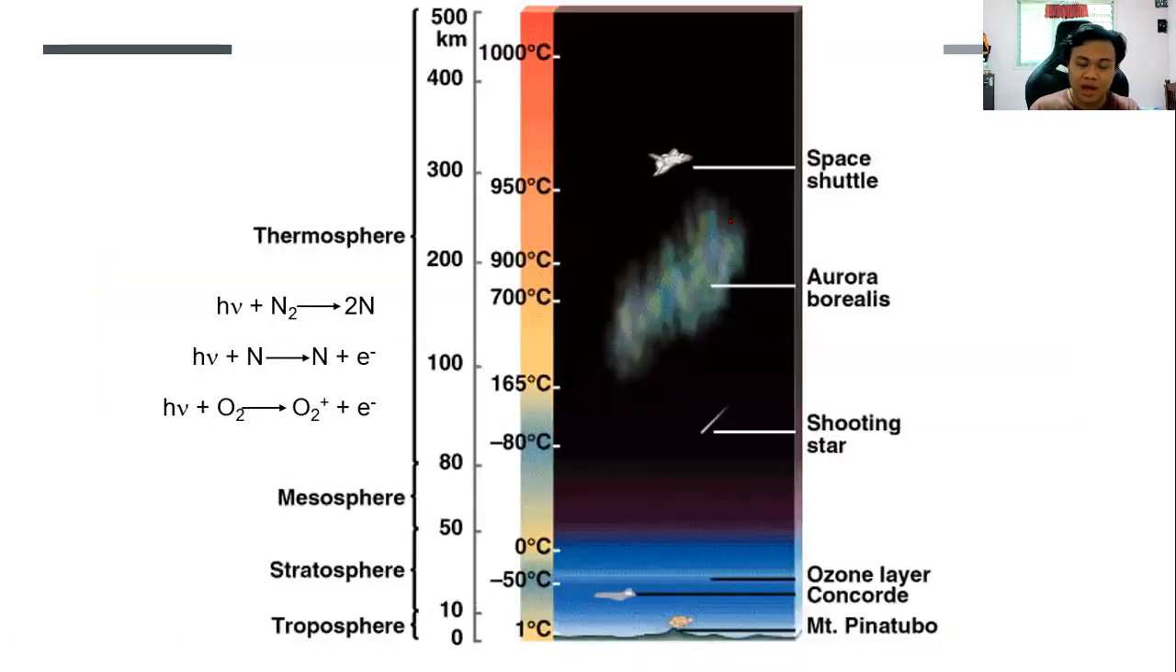And a little bit of information. This is also in your book, but I would like to share it with you. These are the four layers of the atmosphere. Actually, there is a fifth layer of the atmosphere. Do you know what that is?